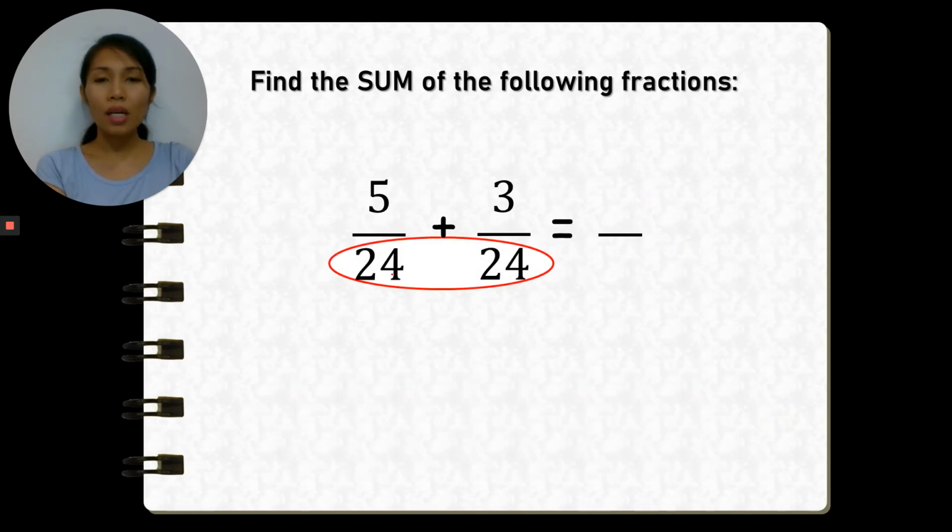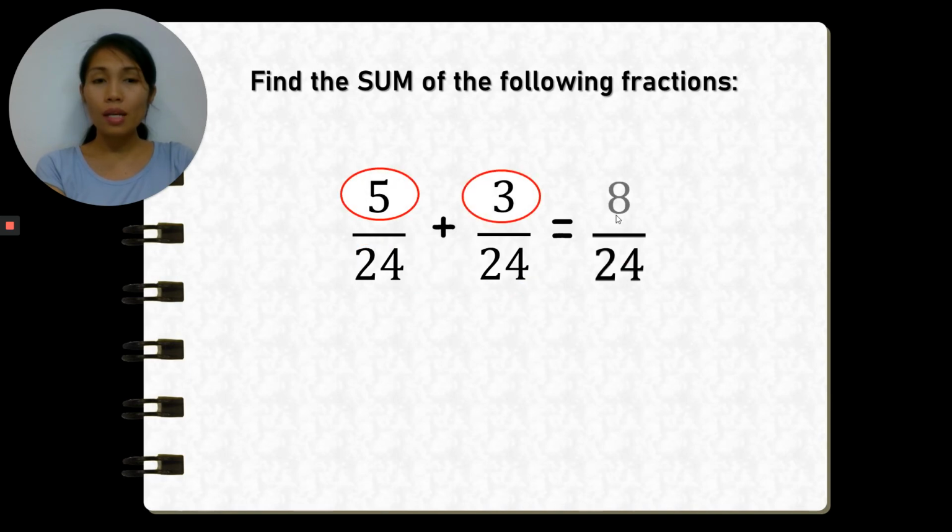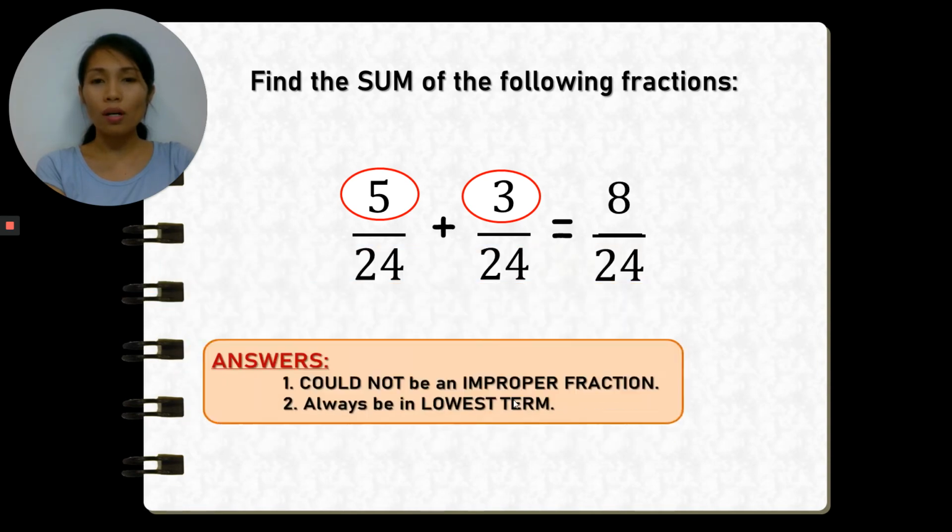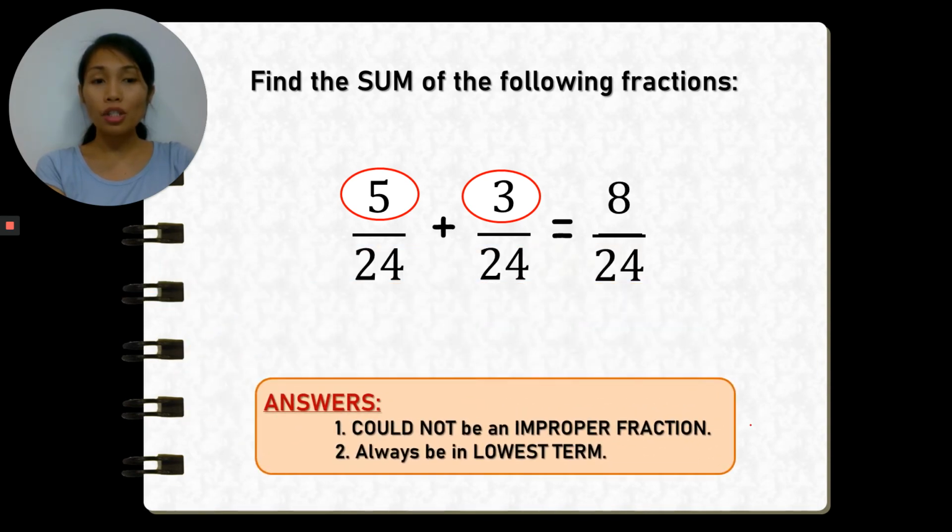The denominator here is 24. So copy the denominator 24 in your answer. And then 5 plus 3 equals 8. Now, our answer is 8/24. Is it an improper fraction? No, it's not an improper fraction, so that's already checked. Is it in the lowest term?